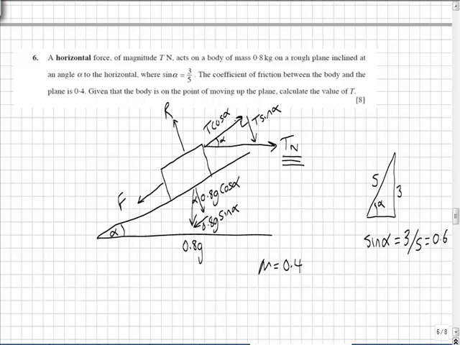As you can see, I've put a horizontal and a vertical component in, creating a right angled triangle, alpha being the angle there, and we have T cos alpha acting parallel to the slope and T sin alpha acting perpendicular, essentially pulling the block into the slope.